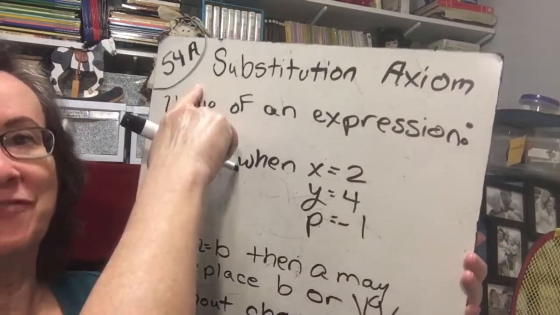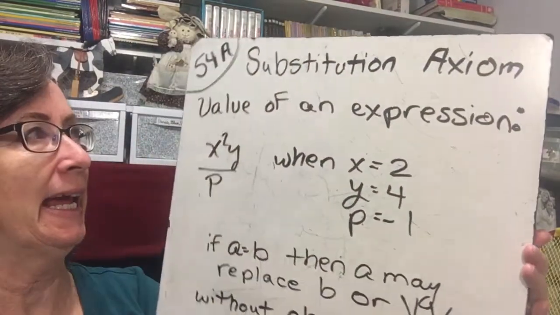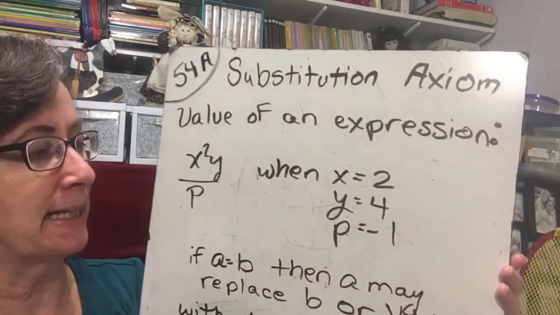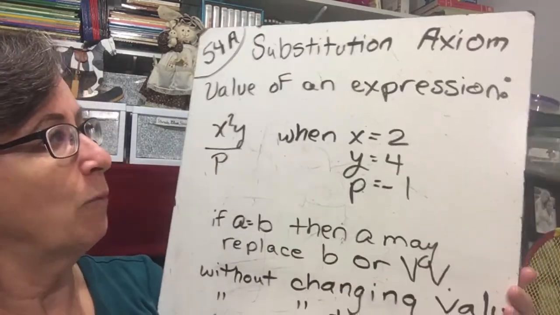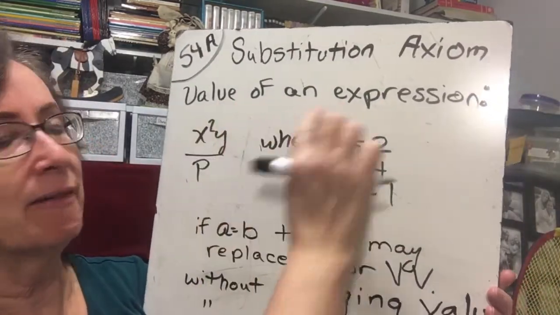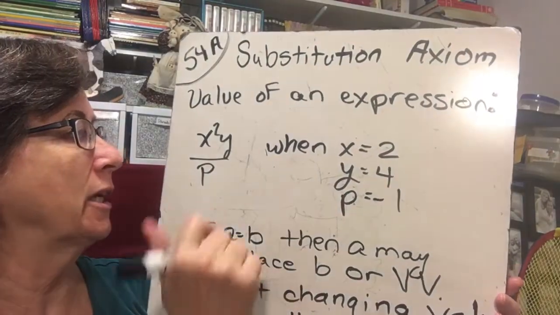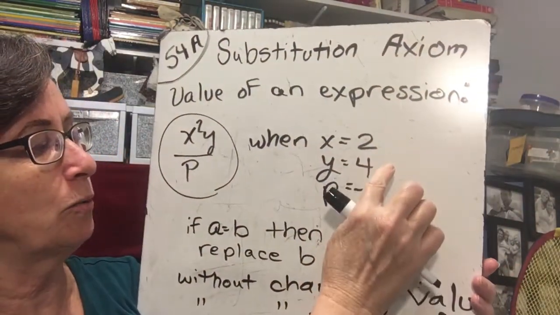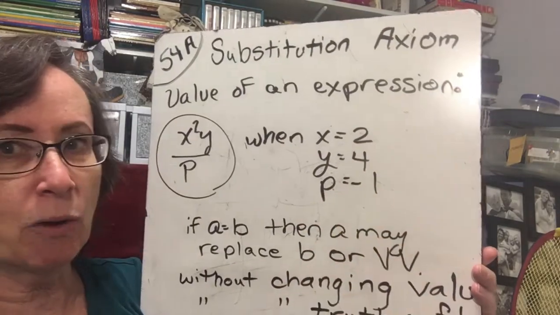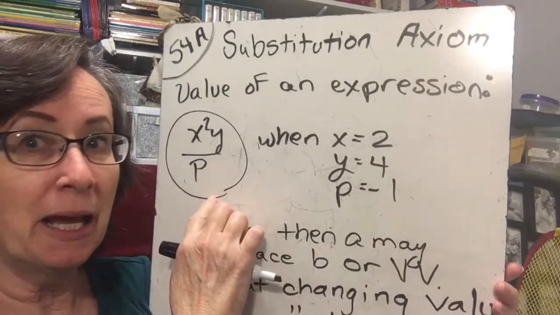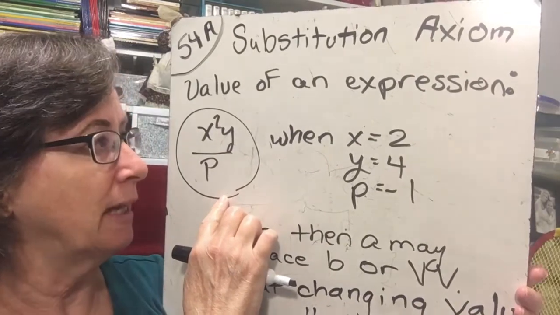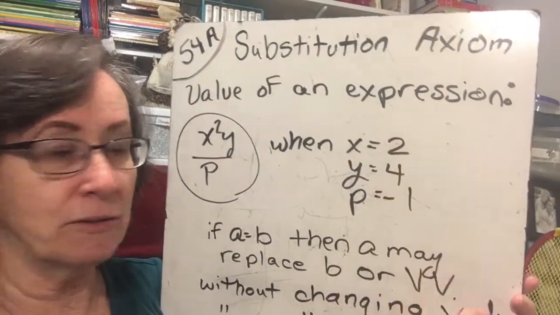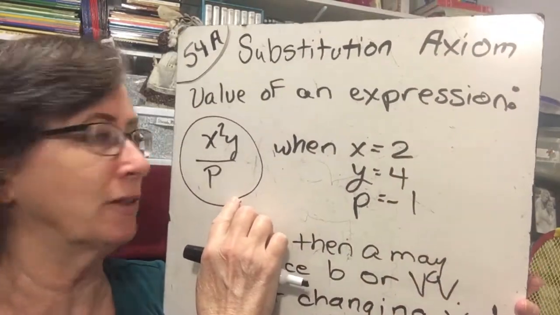Tonight, we're looking at 54, Part A, which is the substitution axiom. We've already been doing something like finding the value of an expression. Here we have an expression, and when we plug in x is 2, y is 4, and p is -1, then this expression has a certain value. If I change these values, then this expression will have a different value.